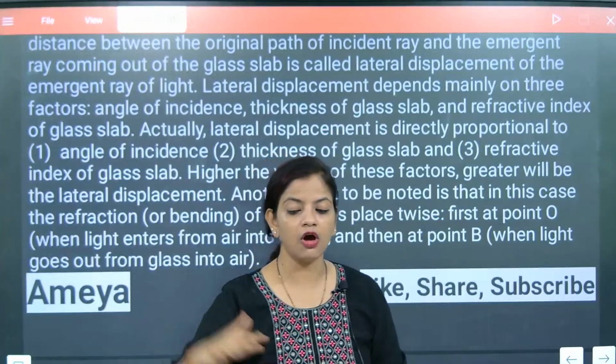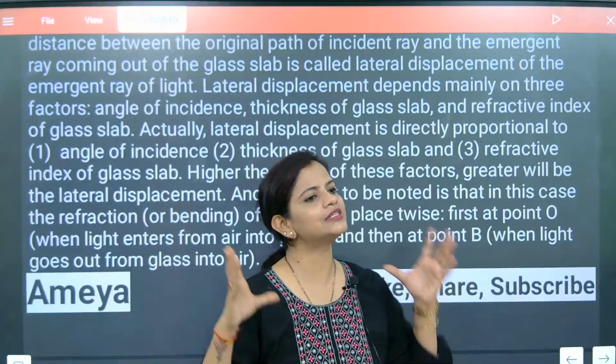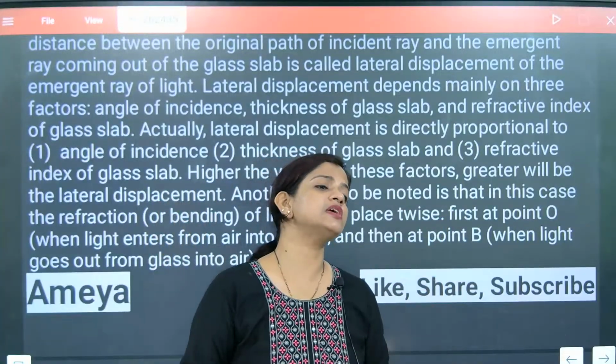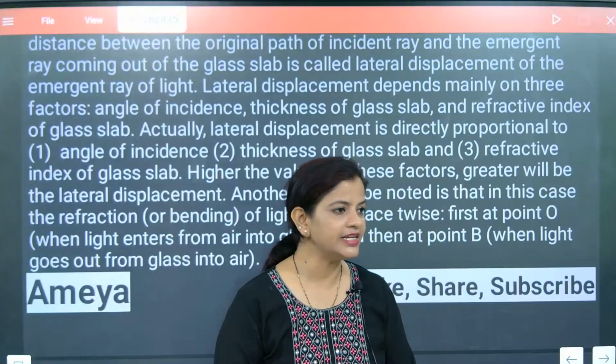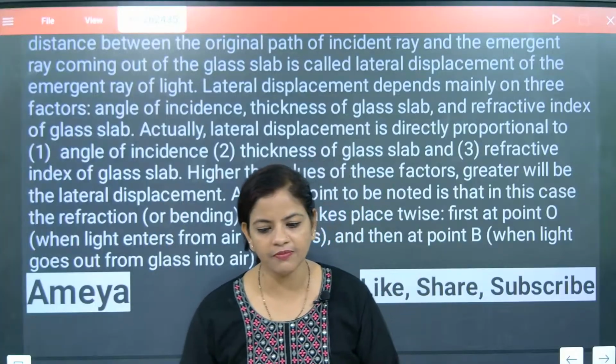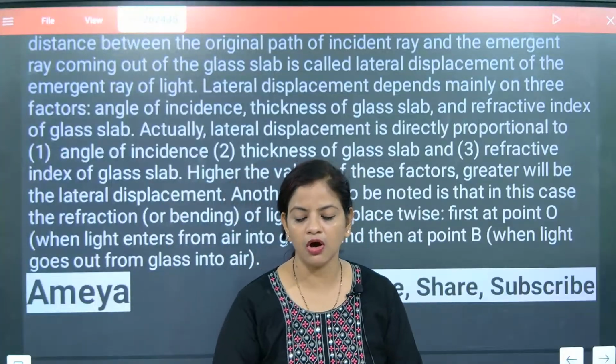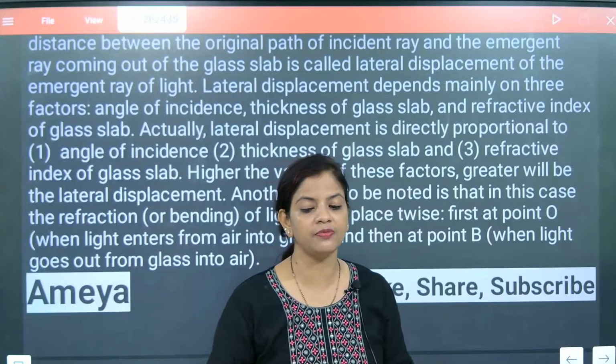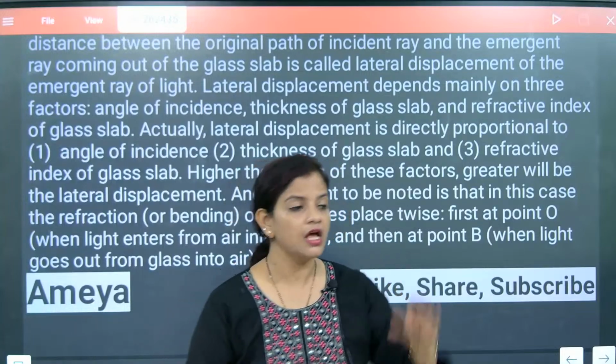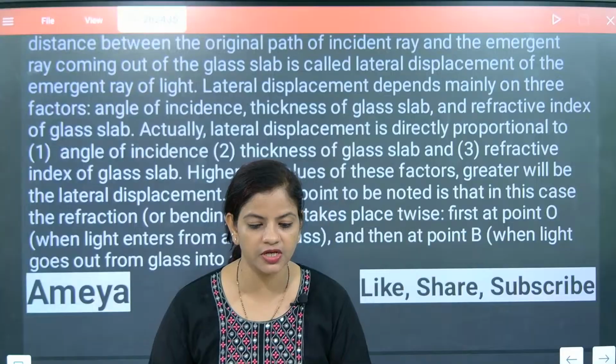It will bend towards the normal or away from it. So optical density higher means the medium is denser. Very good. All of you are correct. Optical density higher means the medium is denser. Come on children, I am asking the next question.